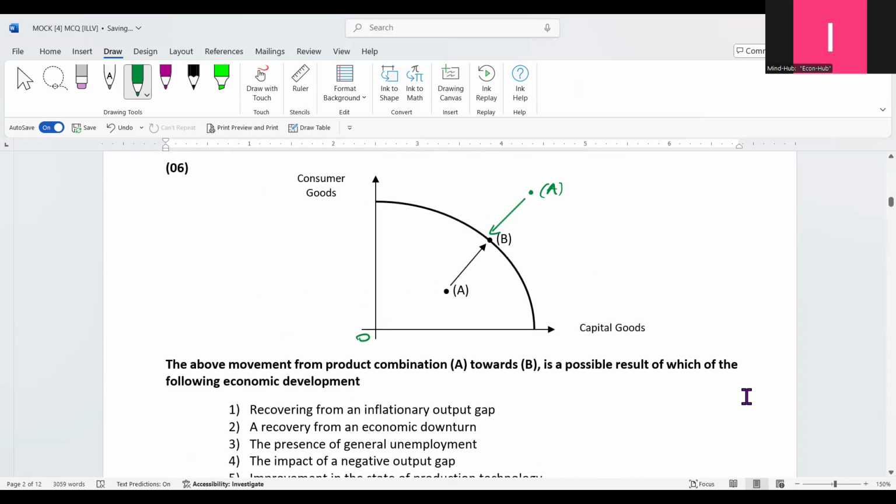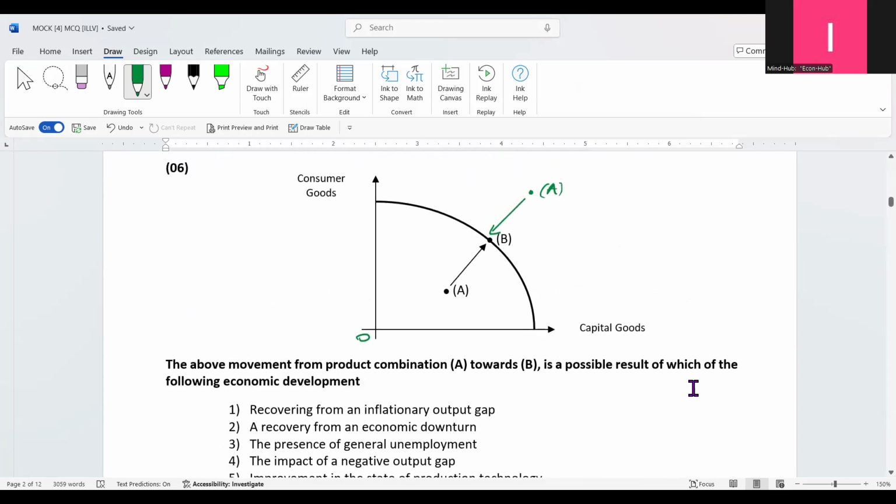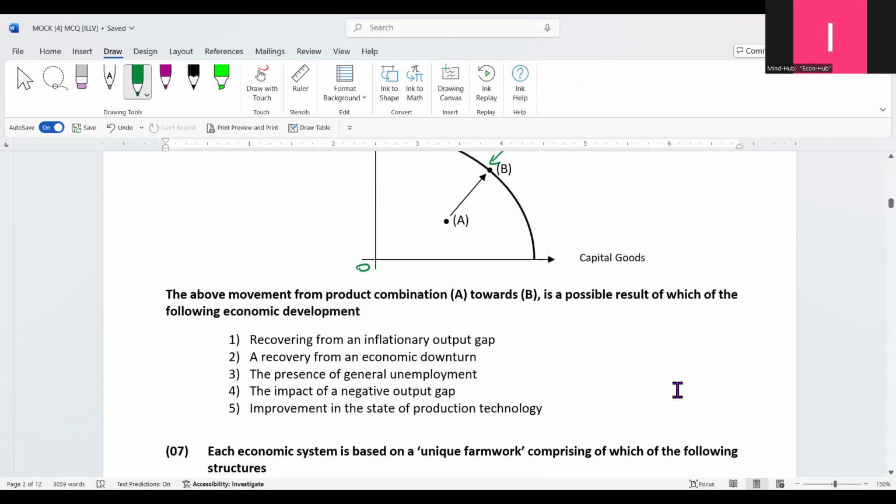Recovery from an economic downturn is most accurate, because when we are in a downturn, we will be at point A. If you are recovering, then we'll start moving towards the production possibility frontier. So that should be correct. The presence of general unemployment means we will be at point A. We will not be moving towards point B.